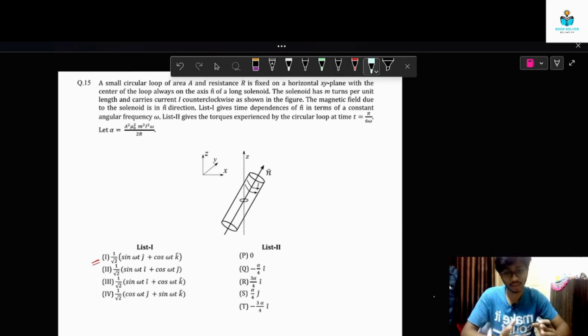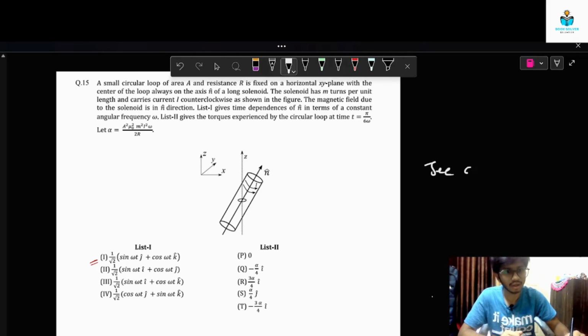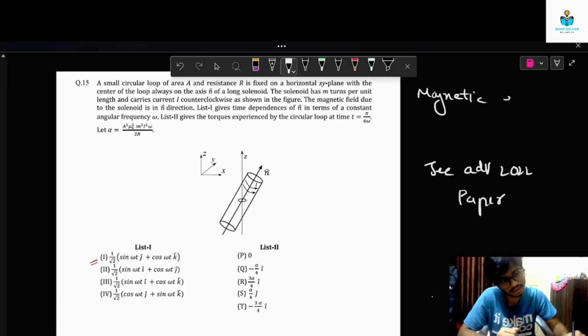Hey everyone, so the given question is from JEE Advanced 2022, paper 1. It's from the topic of magnetic effects of electric current.